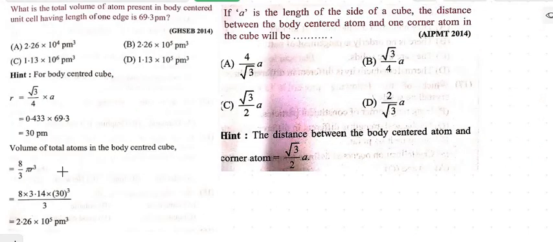Now we'll see the last two MCQs. One is based on numerical. Let us read. What is the total volume of the atoms present in the body centered unit cell? Note, please, it is a body centered unit cell having edge length of 69.3 picometer.